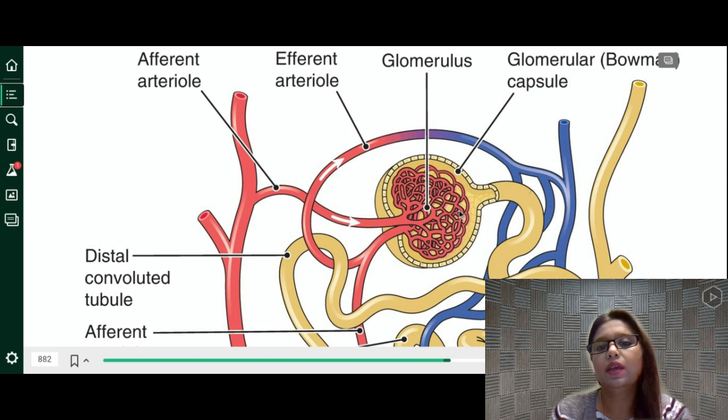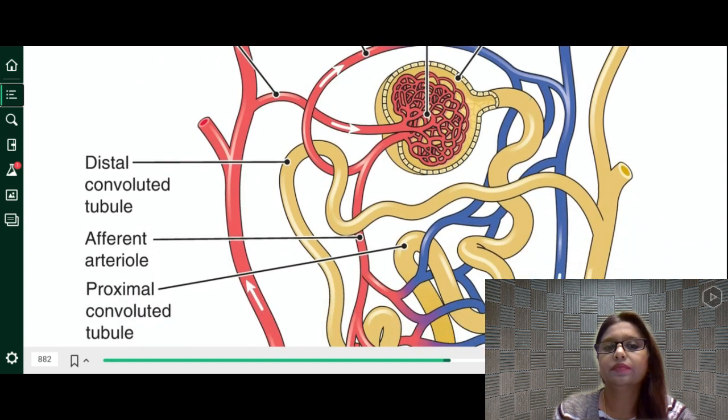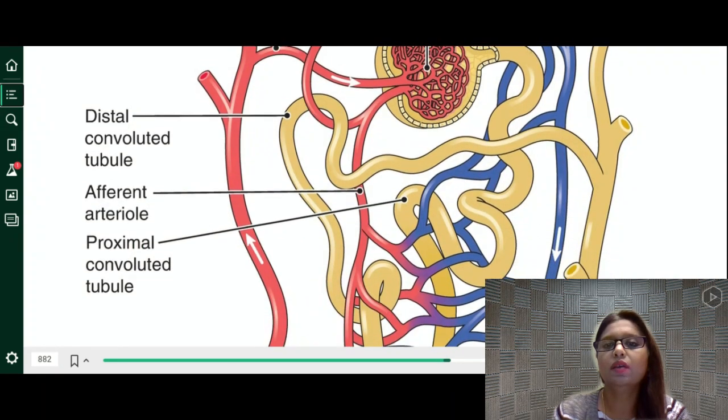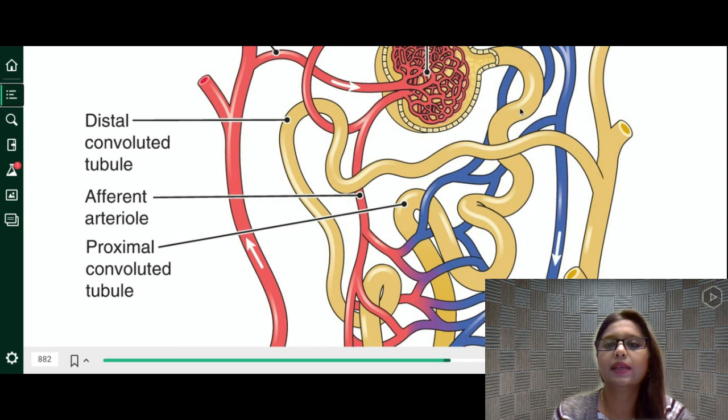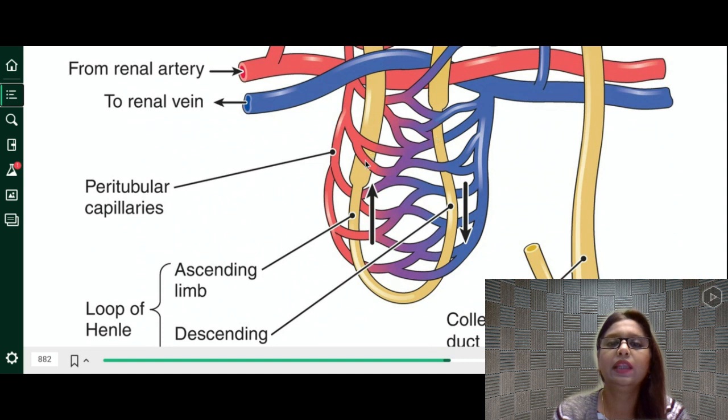So the blood will go in, get filtered, and then the clean one will come out, all right? So afferent and efferent, all right? Now this Bowman capsule has a little bit of, you see these, these are called loops: distal convoluted loop, proximal convoluted loop, and on the bottom there's something called the loop of Henle.